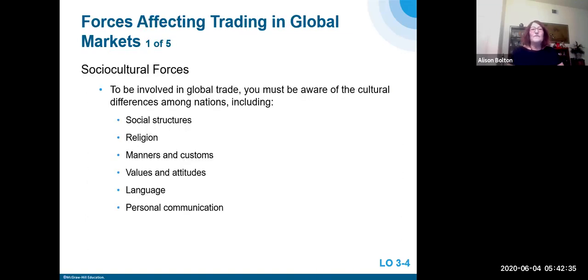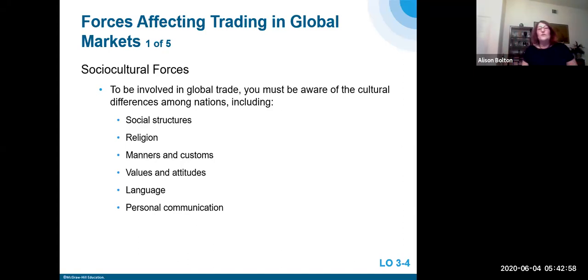So what are the forces affecting trade in global markets? When we start to look at this first, we look at the socio-cultural forces, and we really need to pay attention to them. So what are social structures, religion, manners and customs, values and attitudes, language, personal communications? This is how we interact, right?